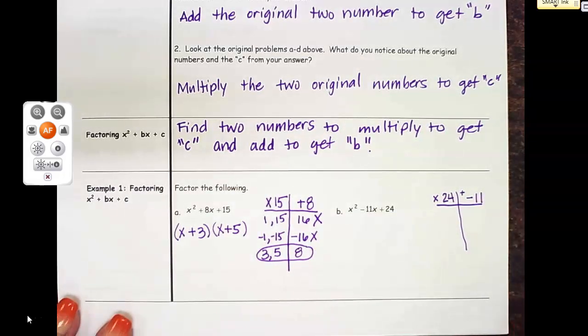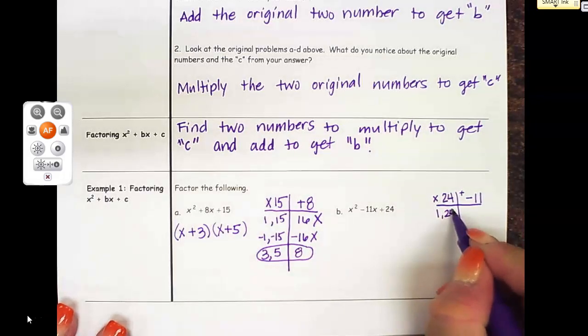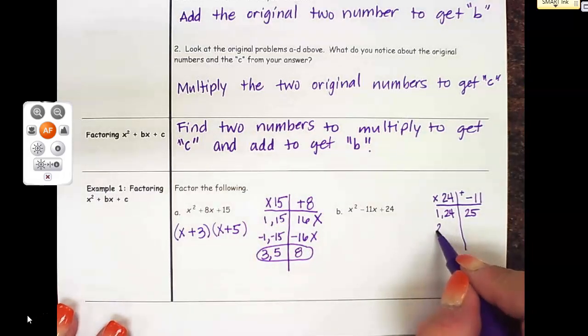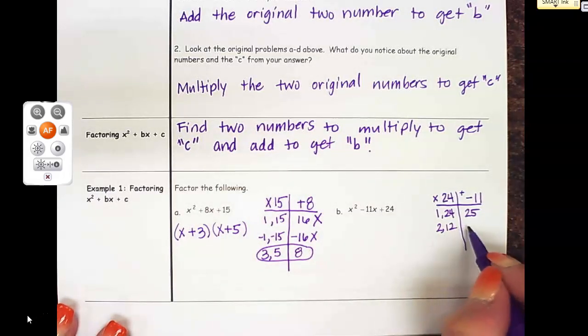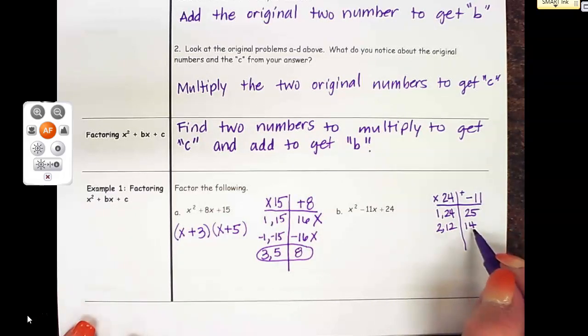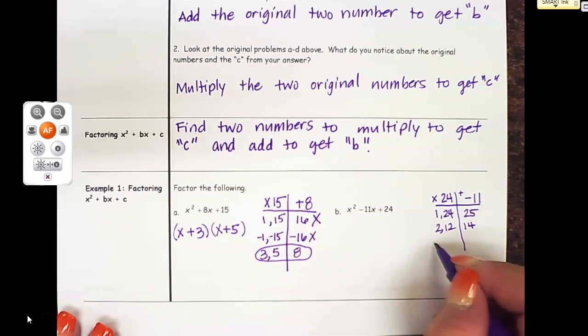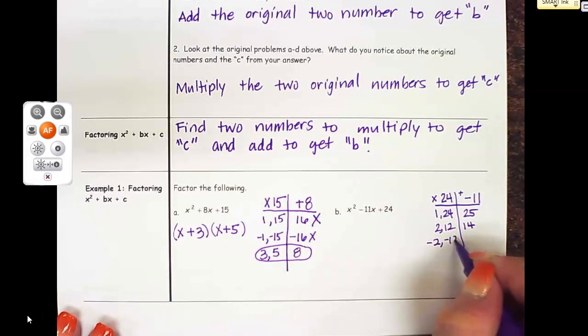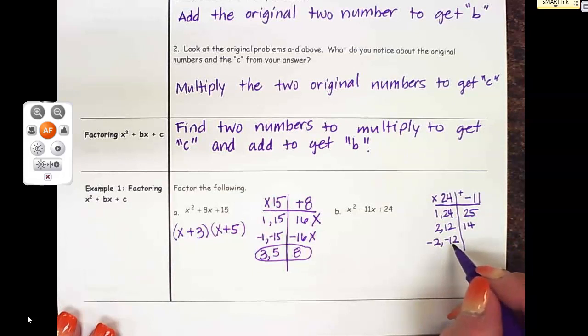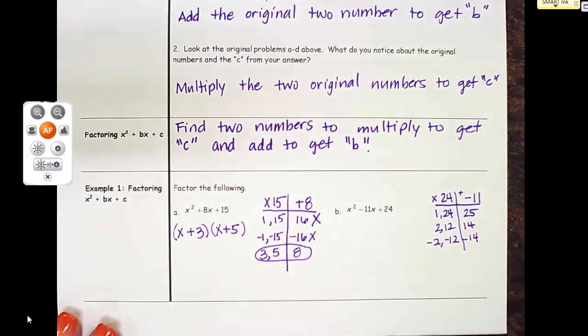So 24 has tons of different factor pairs that you could multiply to equal 24. I could do 1 times 24, but then I get 25 for that one. I can do 2 times 12, and that adds up to 14. So I'm a little bit closer to 11 in my 14, but I don't have a negative 11 yet. So I might try a negative 2 and a negative 12, because negative times negative equals positive, and then negative 2 plus negative 12, well, that equals negative 14.